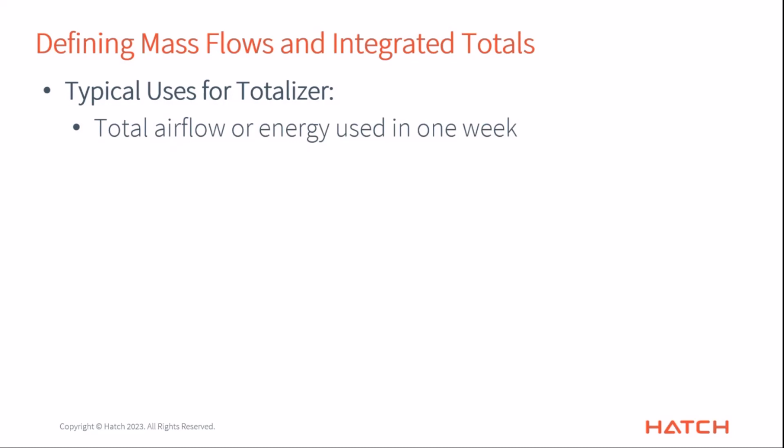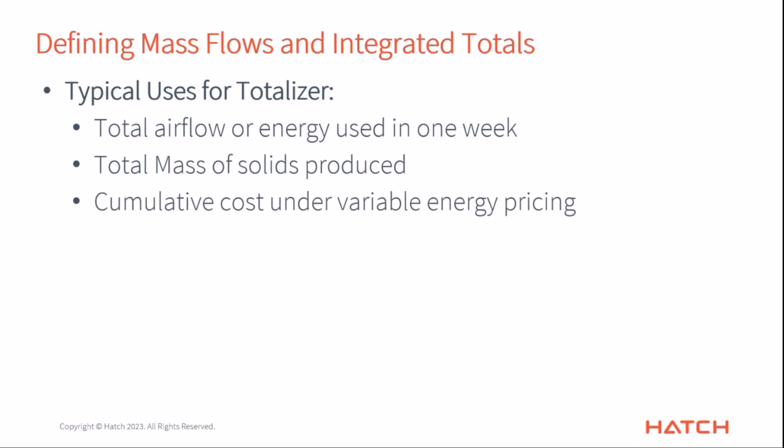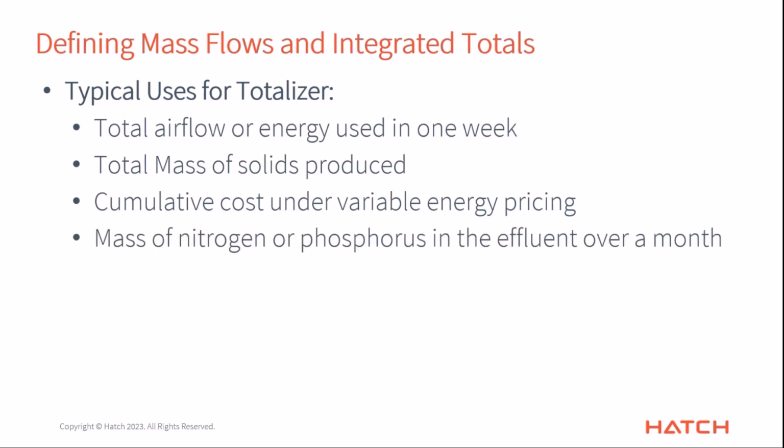Now, kilowatt hours is something we already calculate anyway, so you didn't necessarily need to do a define for that one. But total mass of solids produced, how many tons would have had to be hauled away? Cumulative cost under variable energy pricing, that's a really good one. Many of the training examples that we do around energy use this. Because the cost of energy goes up and down during the day, you want to be accumulating and doing an integration on dollars. That way I'm capturing the right amount of money spent.